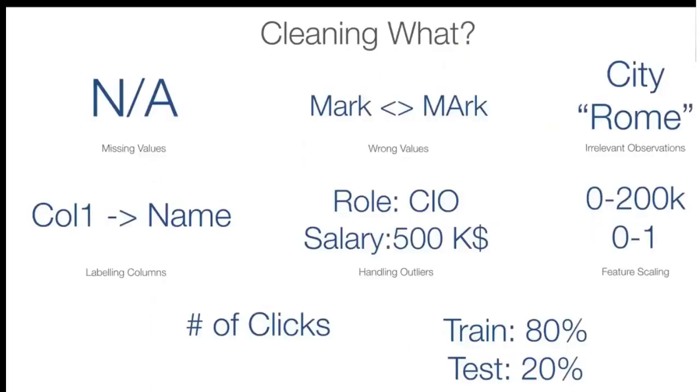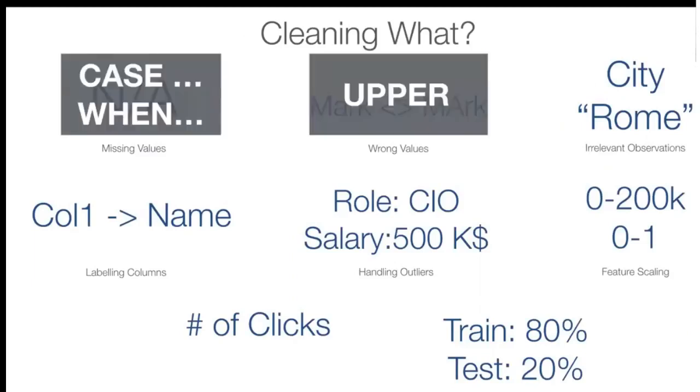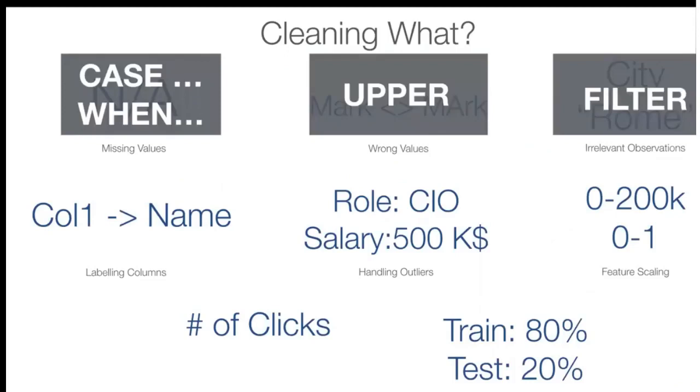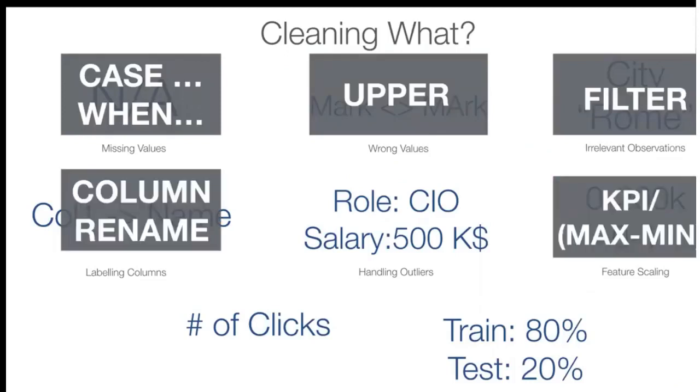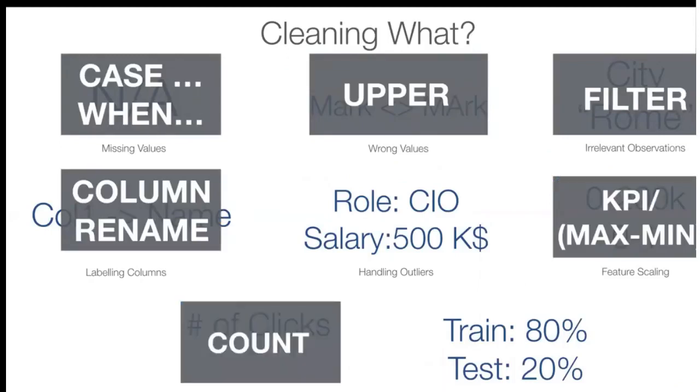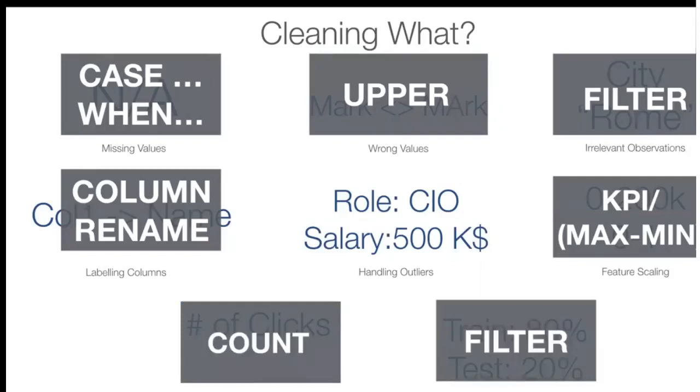So let's look at the examples. If you think about them from an ETL point of view, it's all a set of standard ETL transformations. So we have case when, upper, filter, column rename, feature scaling is a division between the difference between the maximum and the minimum, counting, filtering.